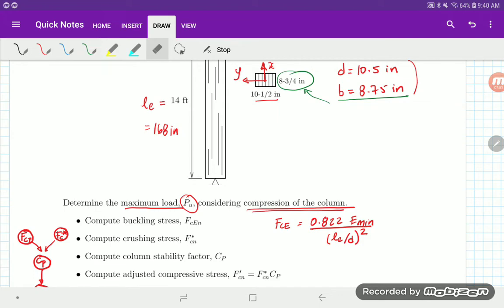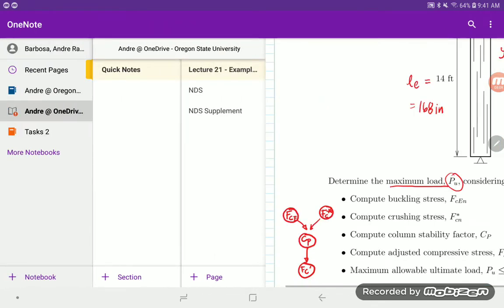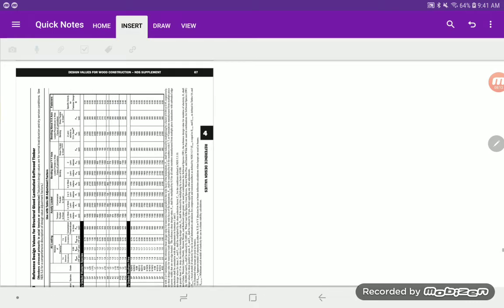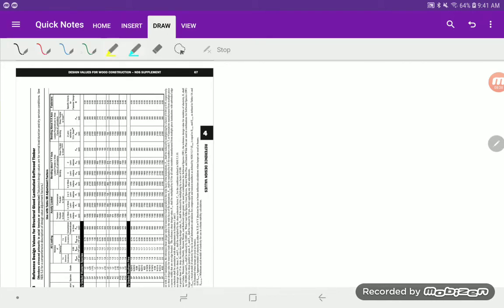All right, so with that, what we need to do is go get our E min and our reference line. For our E min, we're going to get that from table 5B in NDS. So I'll jump over to the NDS supplement. This is page 67 of the 2018 version.